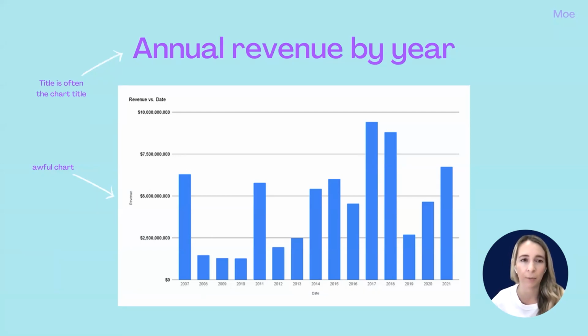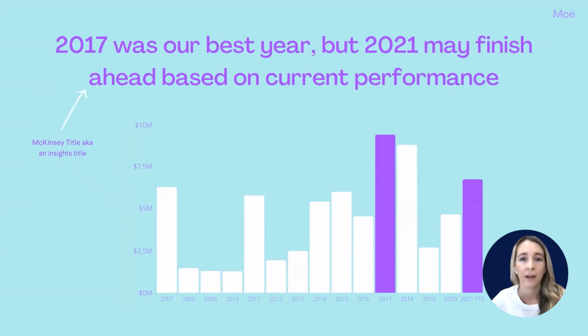So this is a really good example, right? Annual revenue by year, which most people can figure out if you look at the graph long enough. Now, the problem with this tendency that people have is that people pay the most attention to the title and it actually has the least important information. So what we instead want to do is create what we call an insights title, which tells your audience exactly why you included this graph. So here, let's say 2017 was our best year, but 2021 might finish ahead based on current performance.